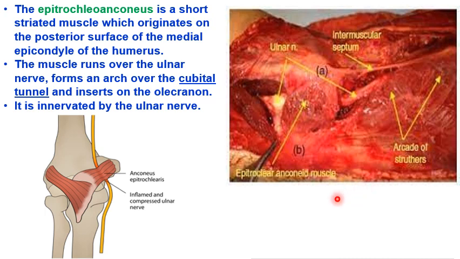There is another one related to Struthers, the ligament of Struthers, which is related to the median nerve. So the ligament of Struthers compresses the median nerve and the arcade of Struthers compresses the ulnar nerve.